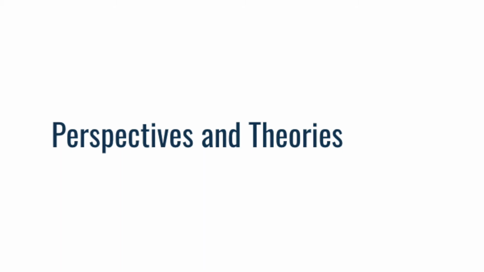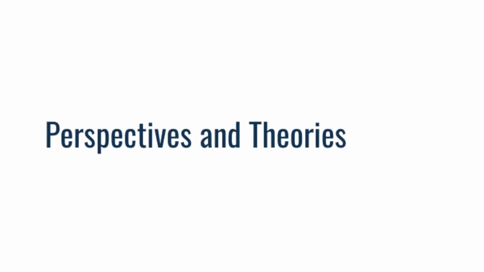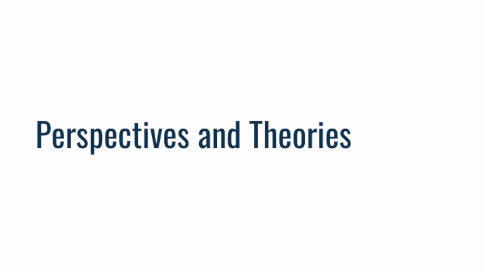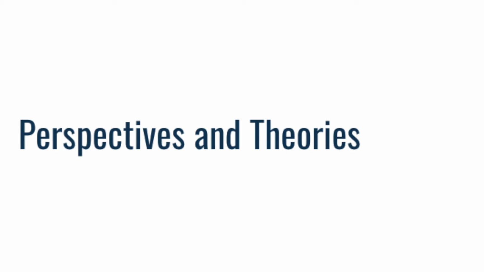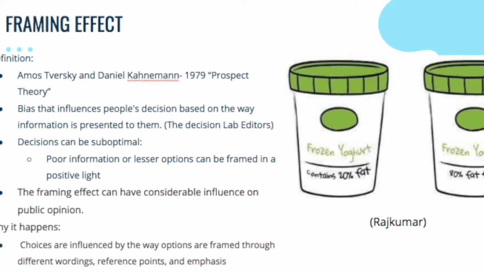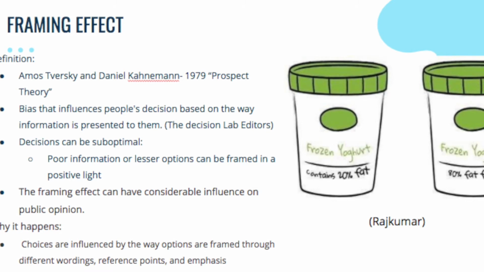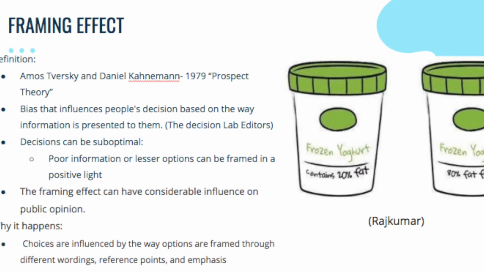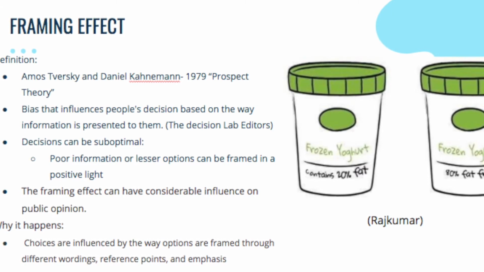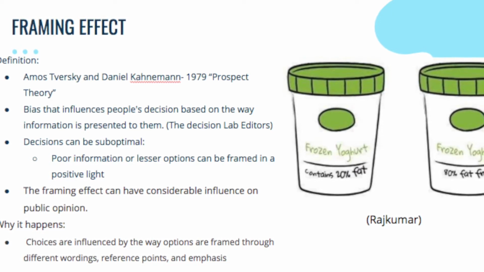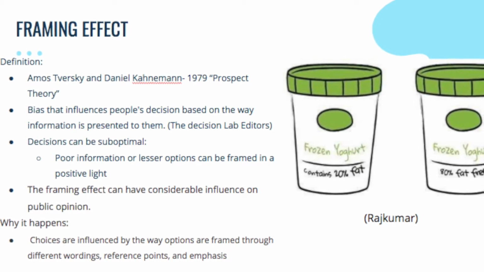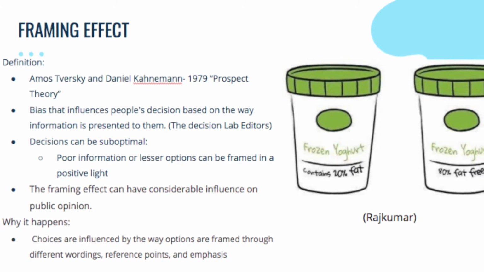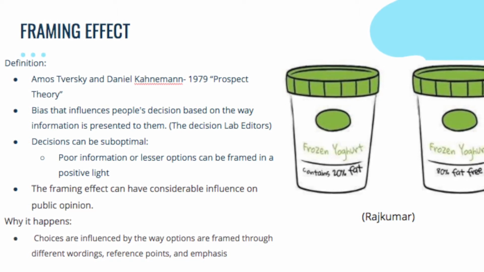There are many ways that the knowledge question proposed can be answered. The first perspective in which this knowledge question can be answered is through the framing effect. This bias was proposed by Amos Tversky and Daniel Kahneman in their paper Prospect Theory of 1979. This bias refers to the influence in people's decisions based on the way information is presented to them, rather than on the facts. Such decisions may be suboptimal, since poor information can be framed in a positive light.